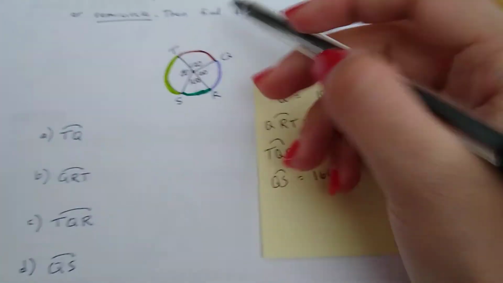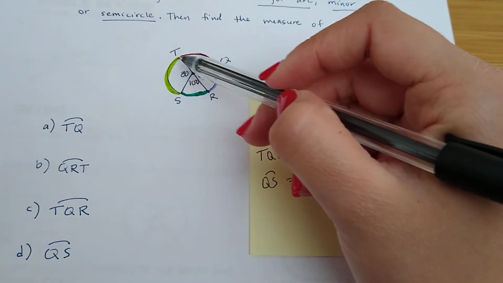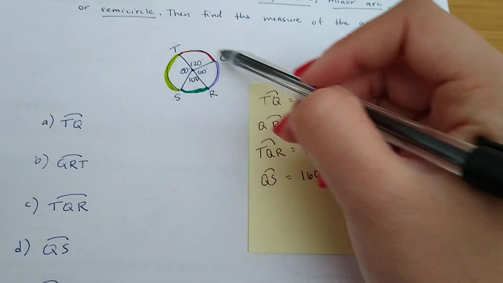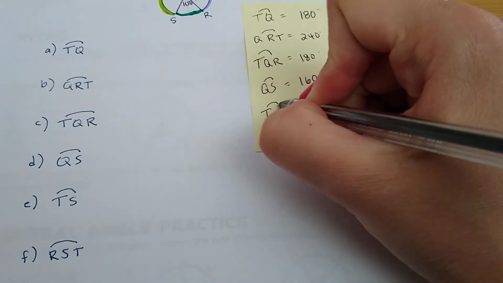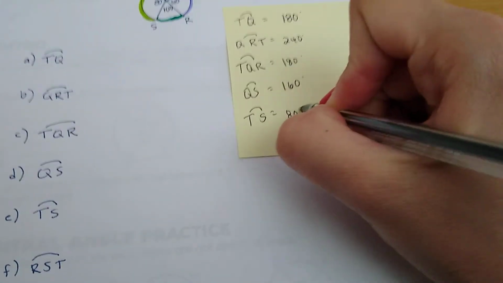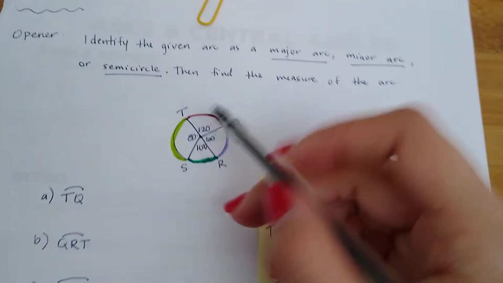Okay, TS, that's right here. We're taking the shorter route. No, we're not going this way, we're going right here. So it'll be 80 degrees. And the last one is arc RST.